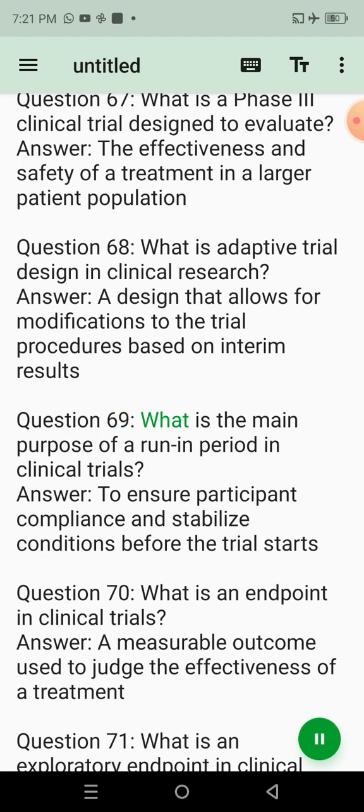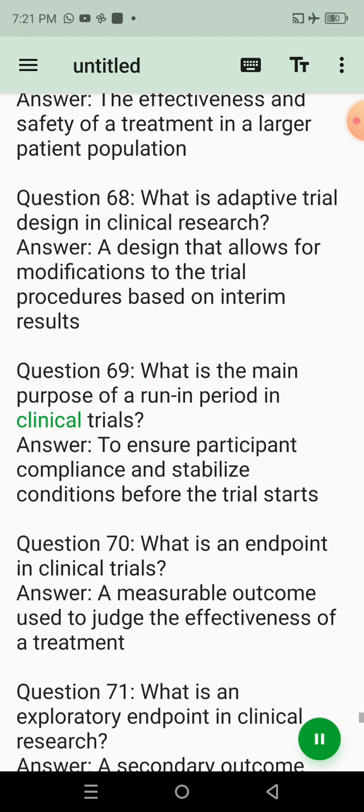Question 69. What is the main purpose of a run-in period in clinical trials?